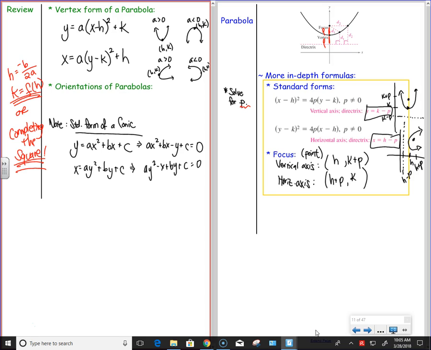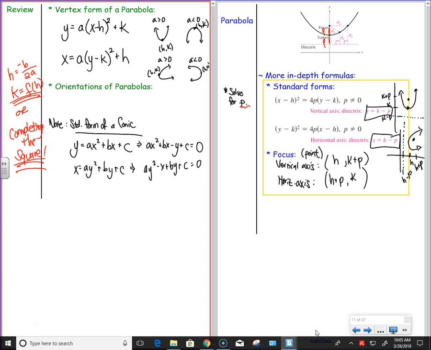Now, what else can p be used for, though? Not only going straight to the focus, but also, I can go backwards to the directrix. And the directrix is, for any point on a parabola, however far it is to the focus, you go the exact same distance to the directrix, perpendicular.